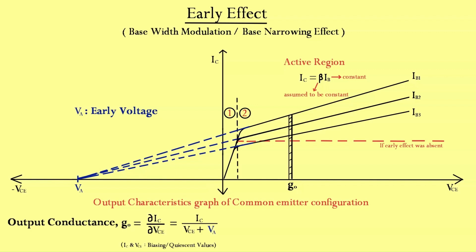From the graph, we can define output conductance, which is equal to the differential of collector current with respect to voltage across collector to emitter. From the graph, we can also write that output conductance is equal to collector current divided by early voltage plus voltage across collector to emitter. Also, we know that output resistance is the inverse of output conductance. Therefore, we have output resistance equal to early voltage plus voltage across collector to emitter divided by collector current. This output resistance is a very important parameter in analog electronics. You will be solving a lot of questions based on the hybrid pi model, and in that model, output resistance is included.